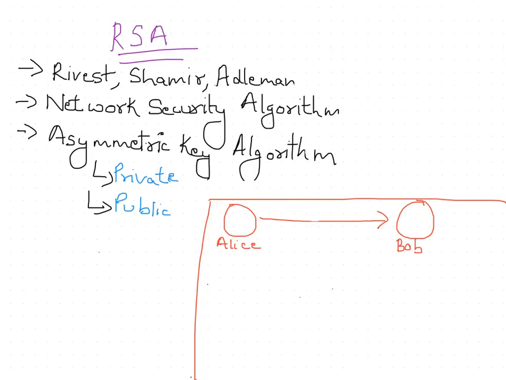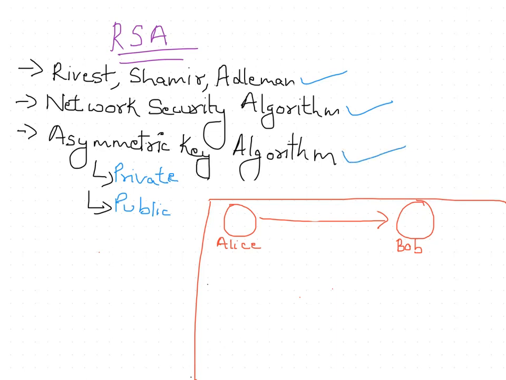Hello everyone, I'll be discussing the RSA algorithm today. It's a network security algorithm, and RSA is the full form of the names of three people who framed this algorithm, where R stands for Rivest, S stands for Shamir, and A stands for Adleman.